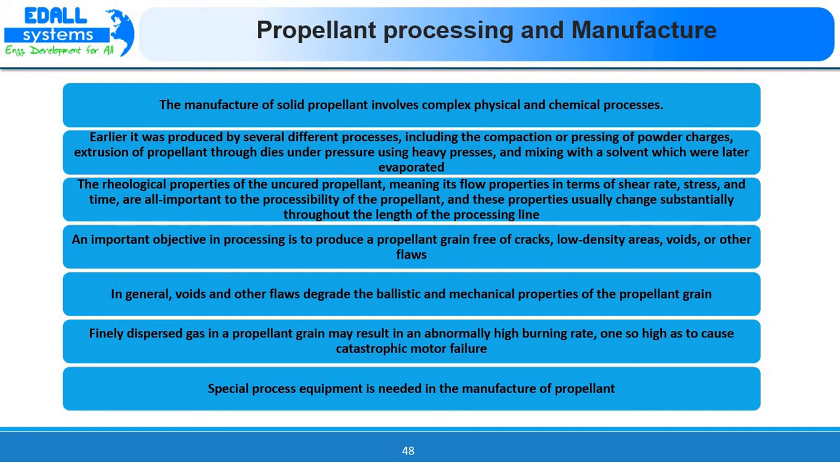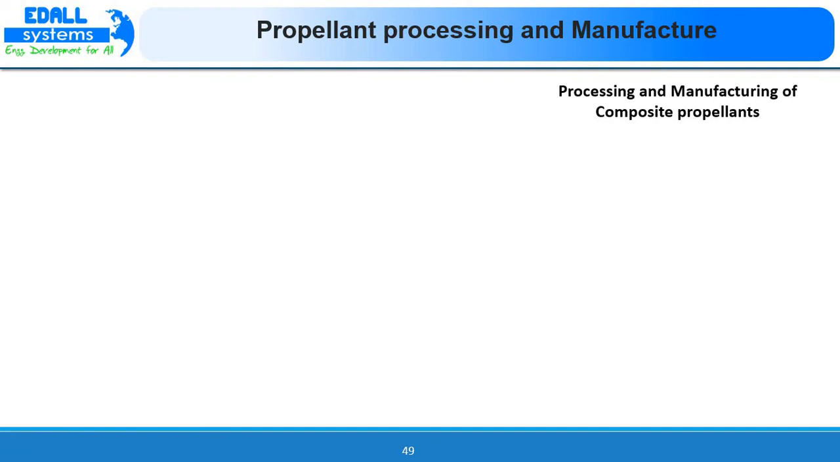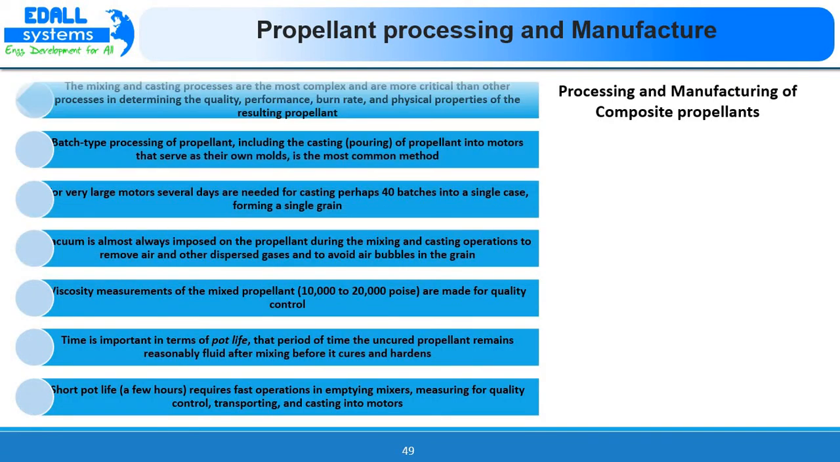So the main objective while processing any propellant is to produce a propellant grain free of cracks, low density areas, voids or other flaws, because these flaws or voids will degrade the ballistic and mechanical properties of the propellant grain, which may cause abnormally high burning rates so that motor catastrophic failure can also occur. So we will see processing and manufacturing of composite propellants first.